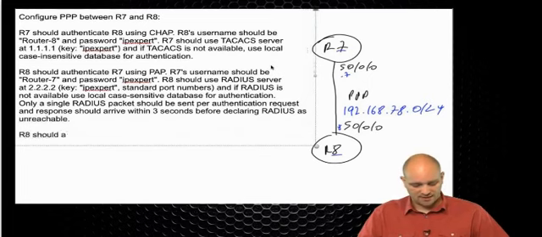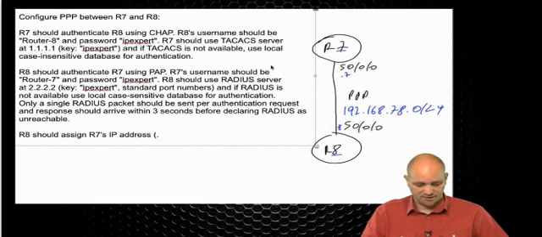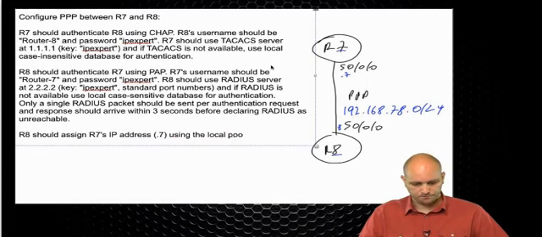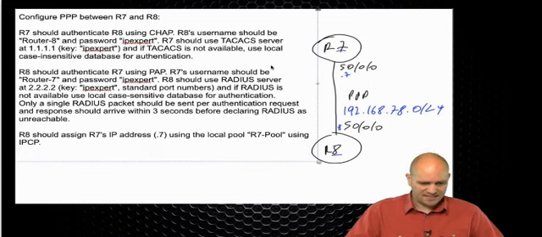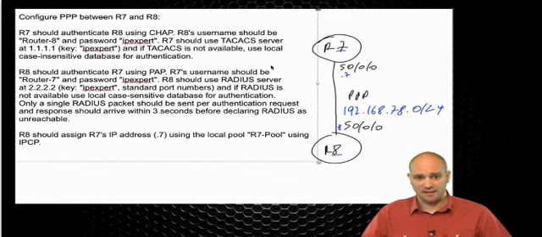R8 should assign R7 an IP address, using the local pool R7-pool, using IPCP. So this is the task, and as you can see, it involves a lot of work.